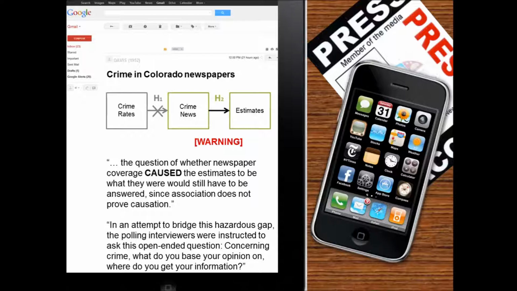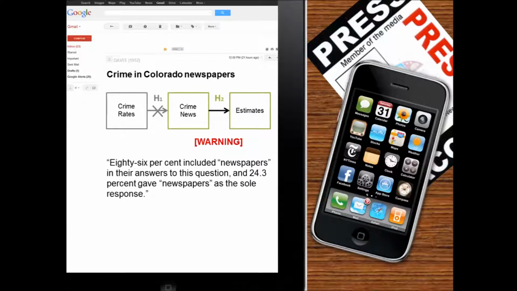So the survey interviewers also asked the survey participants on what exactly they based their opinion when it comes to crime. So what kind of information did you receive that you based the opinion on? And an overwhelming majority called newspapers an important source, and a quarter of those people gave newspapers as the sole response.